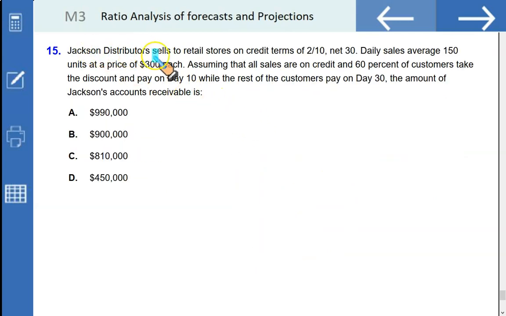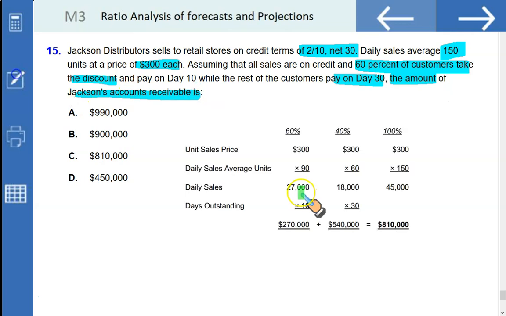Okay, Jackson Distributors sells to retail stores on credit terms 2/10 net 30, a discount of 2% if payment is made within 10 days, else full payment on the 30th day. Daily sales average 150 units at a price of 300 each, assuming that all sales are on credit and 60% of the customers take the discount and pay within 10 days, while the rest of the customers, 40%, pay on the 30th day. The amount of Jackson's account receivable is?